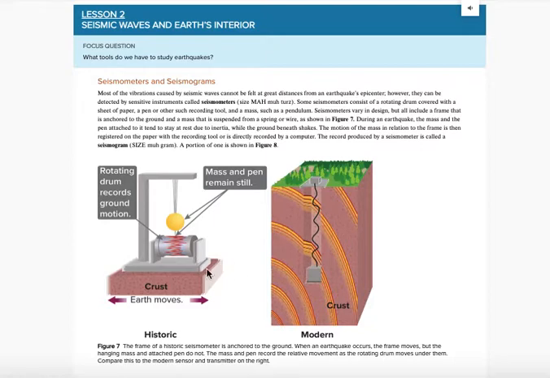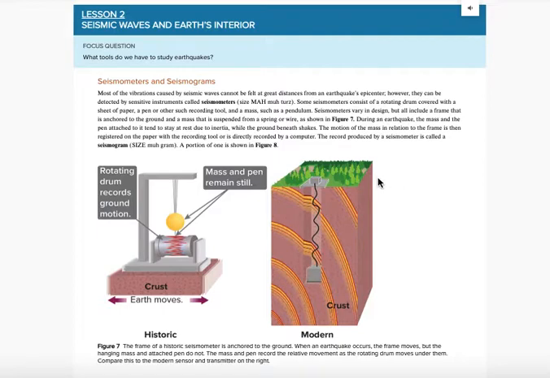And as the ground shakes and moves, this ball will kind of just stay in the same place because it's hanging down while the whole machine and ground is moving. This little needle then will print out or scratch out or ink out basically a drawing of how much it moved around. And this is called a seismogram.